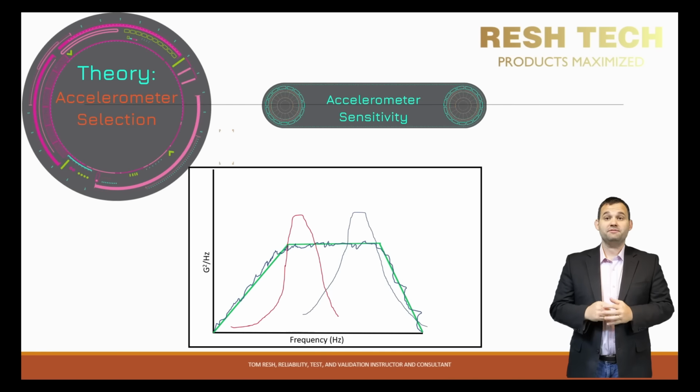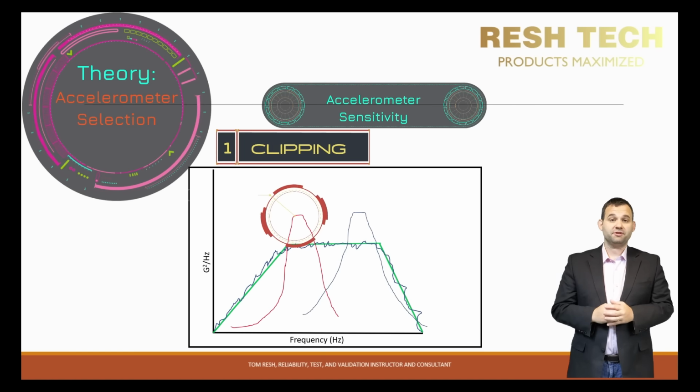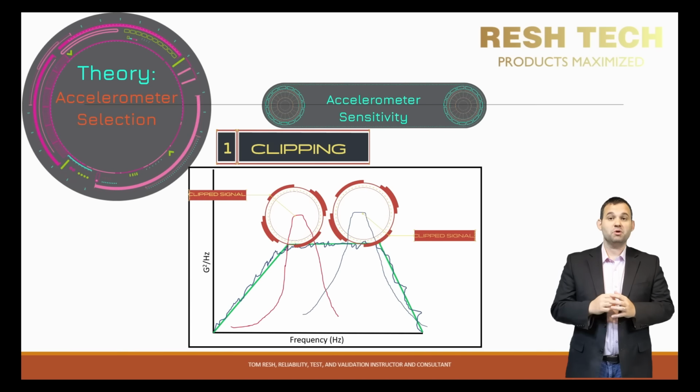Pictured is an example of signal clipping. Notice how the peaks flatten out? If you see this, it is most likely not a real signal, and you have chosen the incorrect sensitivity for your accelerometer for that particular test.